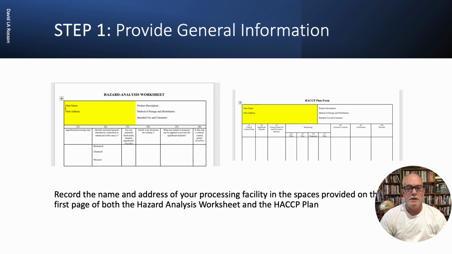All right, you'll see in the top left corner of both the hazard analysis and the HACCP plan form a space where you can record your company name and address. Yes, company name and address, top left corner on the forms. You see the space there I've highlighted here in the slide. Let's get that done. Name and address right there. Company name and address. Step 1.